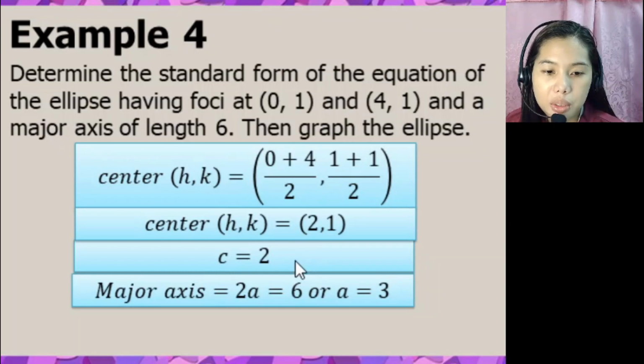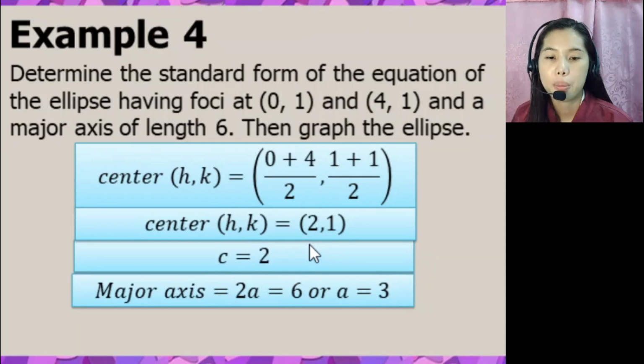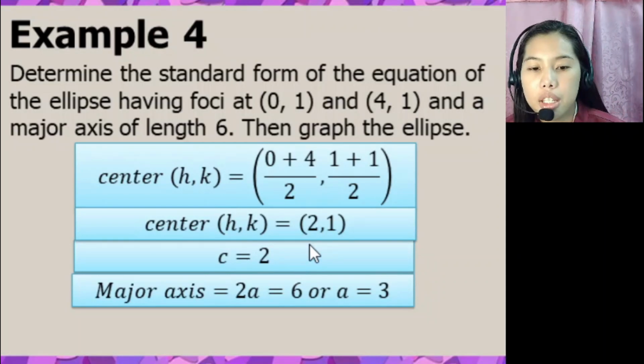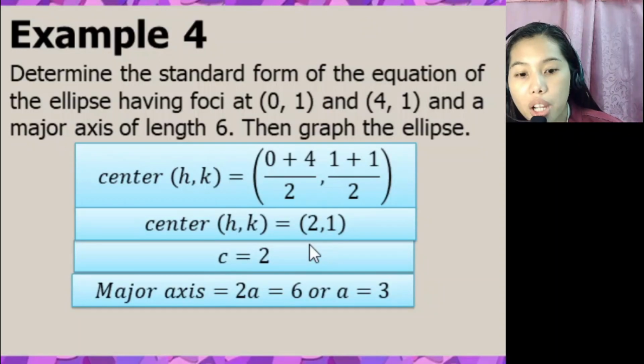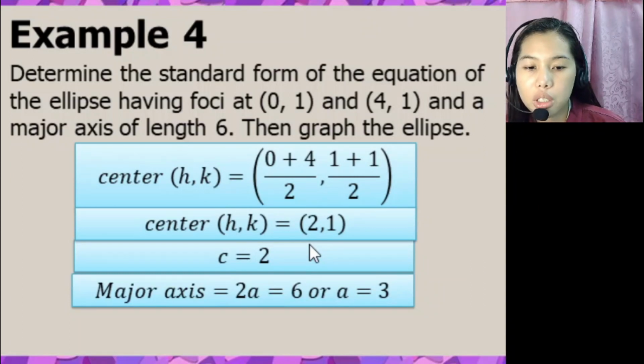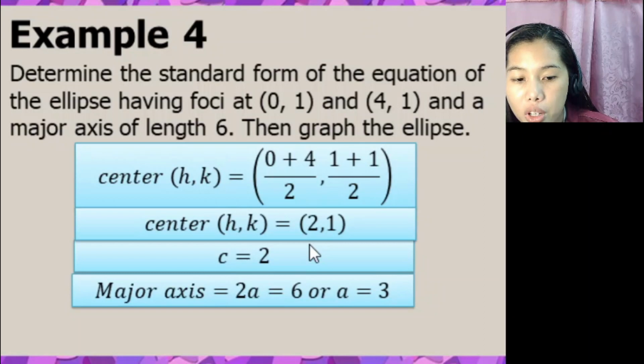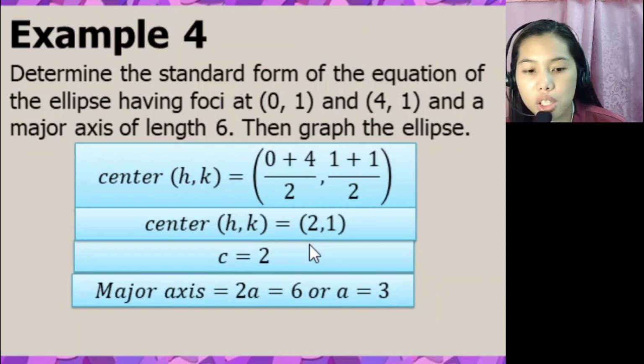Our C here is equivalent to 2 because remember that C is the distance between the center to the foci. Center to the foci. So which means our C is just 2. How to get that one? You can actually use the distance formula, or you can just plot the foci and the center and count the grids, and you will see that your C is equivalent to 2.